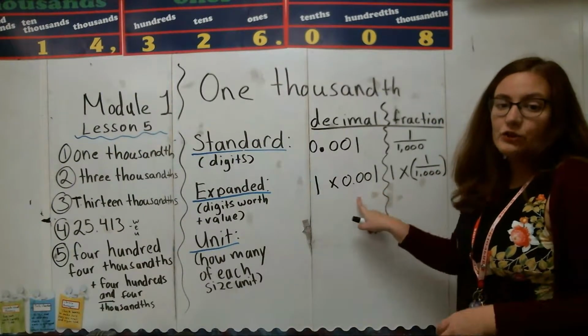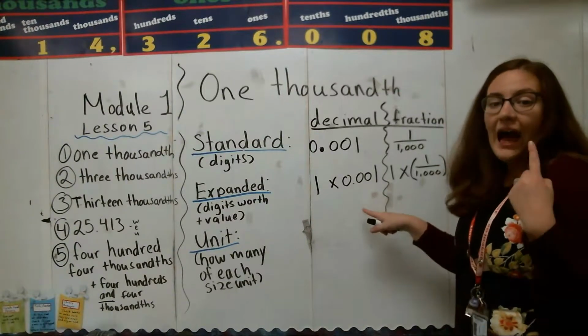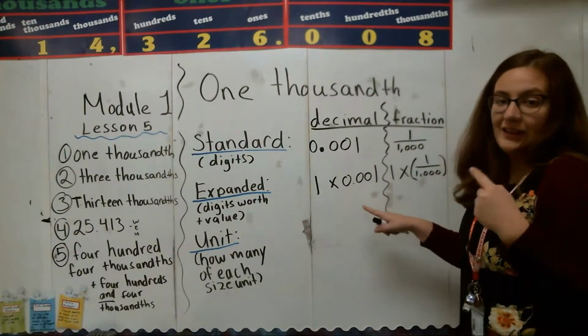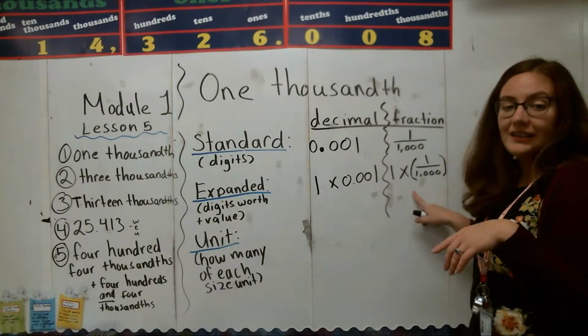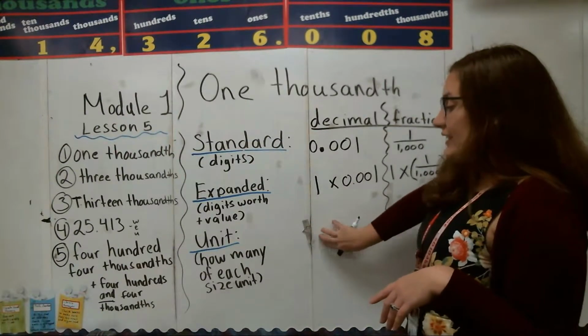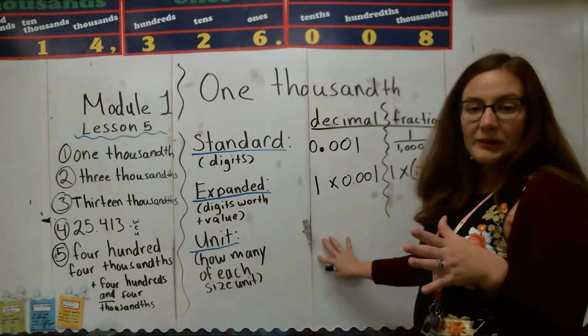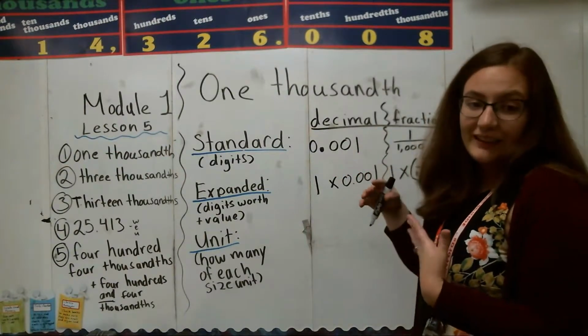Because if I were to multiply and solve this, I would be left with 1,000th. And the same thing for the fraction side, I would be left with 1,000th. Now we're going to move on to the unit form. And the unit form is a little bit different. You may have heard me talking about it in class a bit.